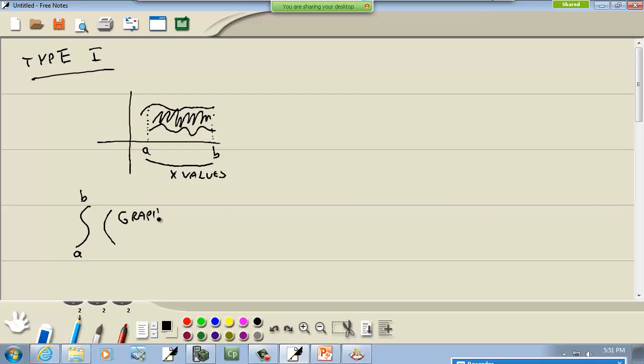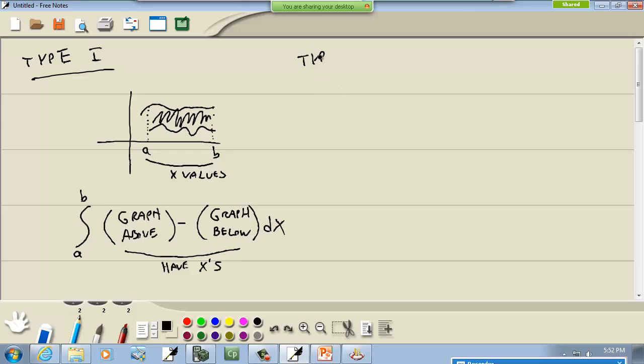and then I'll have the graph above minus the graph below, dx. So if you got this kind of set up, then this is the best one to go with. Now specifically, these have x's in them. And we're going to see what that means when we start looking at examples.